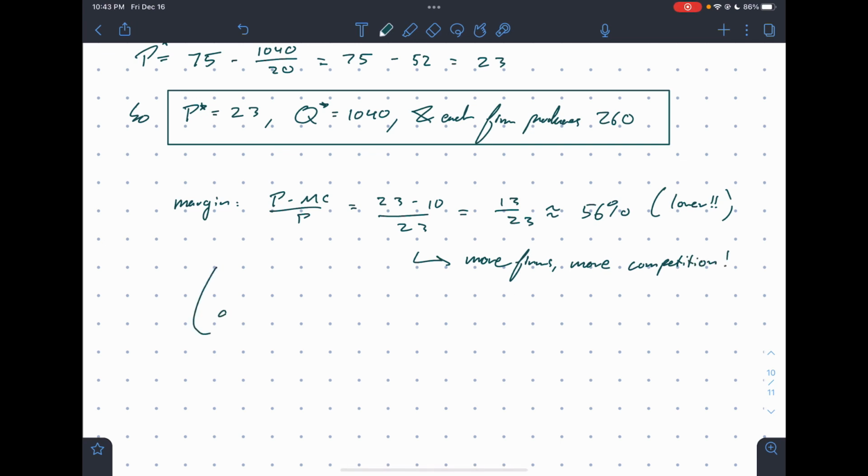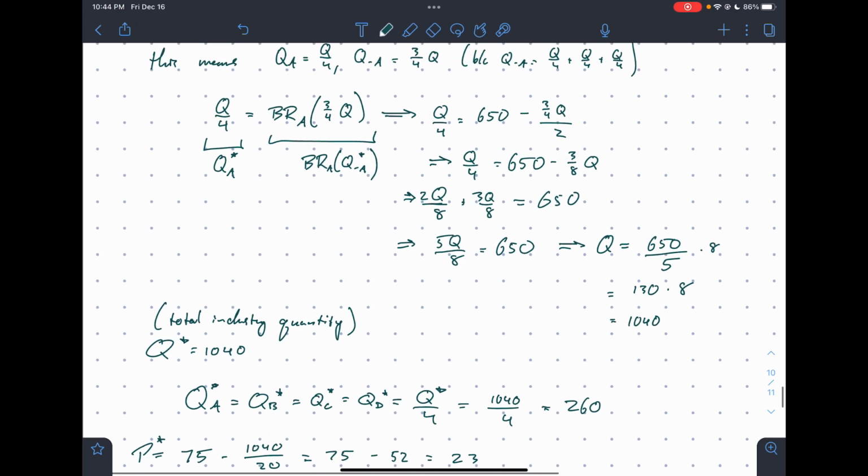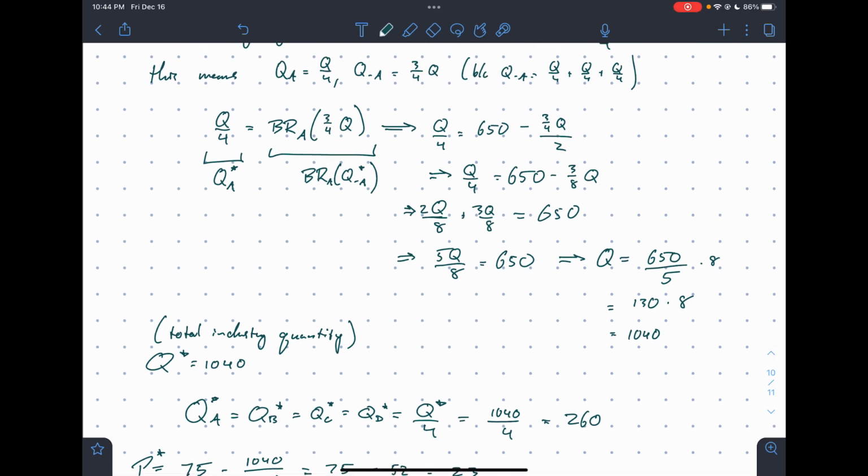Just a fun fact, as the number of firms goes to infinity, we have price goes to marginal cost. That's just a little fun fact about competition. You could do this game, instead of having 4 people, you just have n people, and you would see that the price goes down to marginal cost. It's really cool.